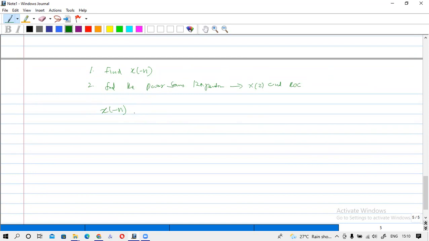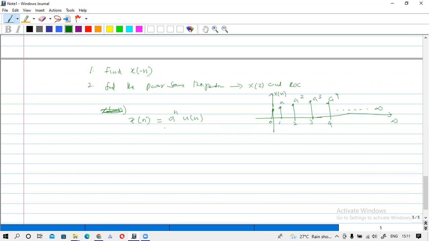Anyone can tell me what is x minus n? Here you already know that x n is a to the power n u n. So it looks like this. Here zero we have, here we have a, here we have a square, here a to the power 3, here a to the power 4, and so on. This is 0, 1, 2, 3, 4, up to infinity. This is x n.